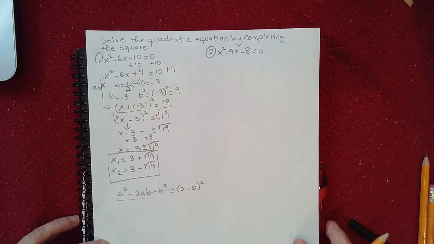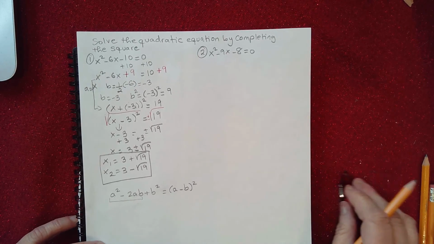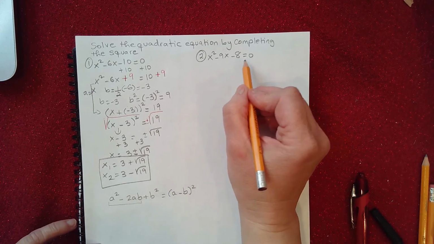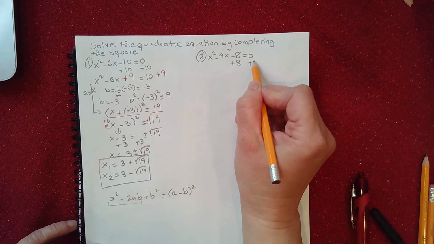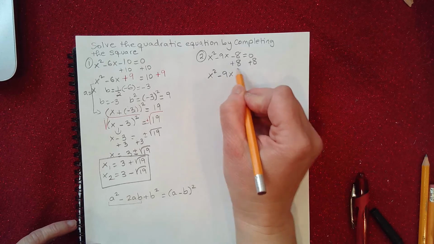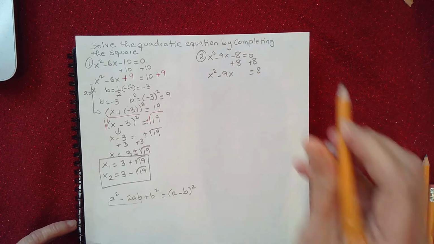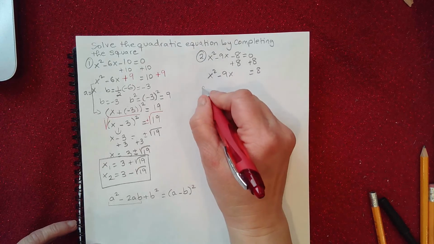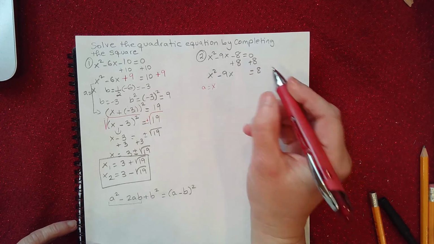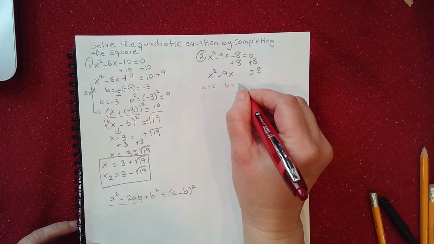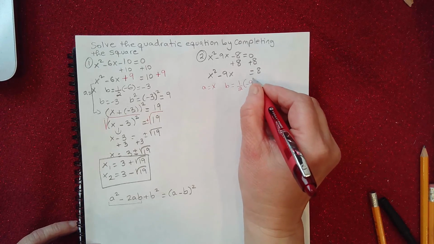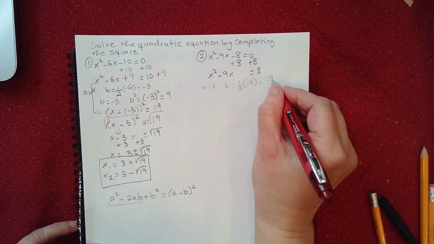Now let's go ahead and do the second equation. Again, we want to move the constant to the other side, so we need to add 8 on both sides of the equation, and we get x squared minus 9x equal to 8. So what do we have? a is none other than x, and b is 1/2 the coefficient of x, which is -9, and that is just -9 over 2.